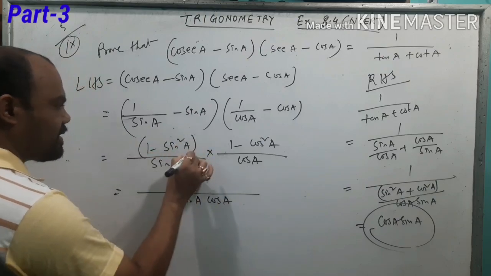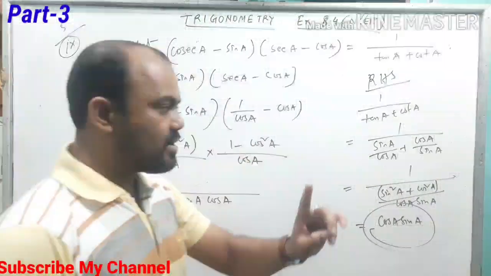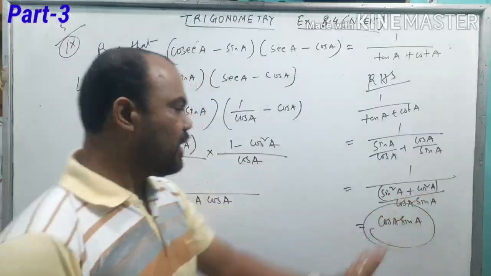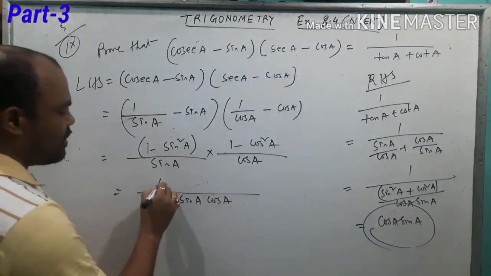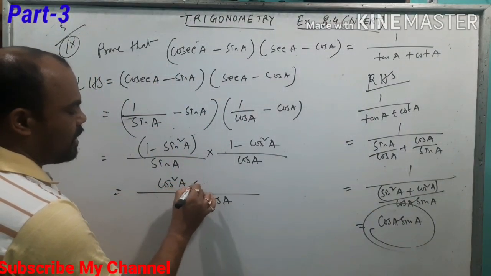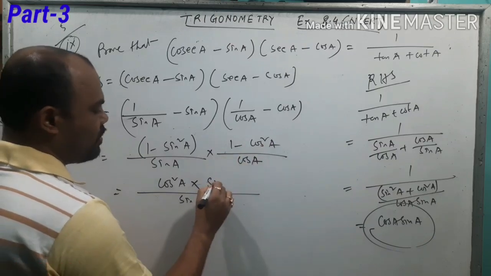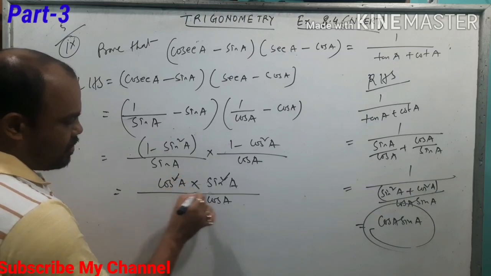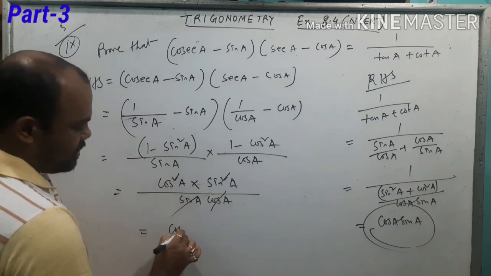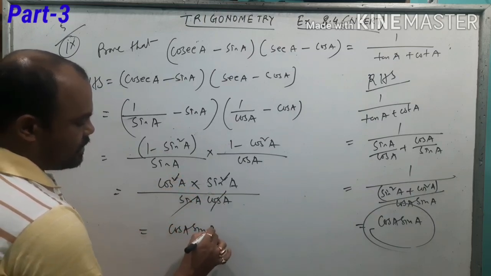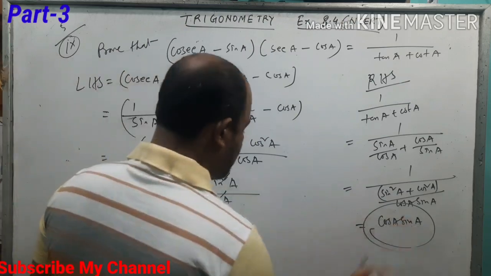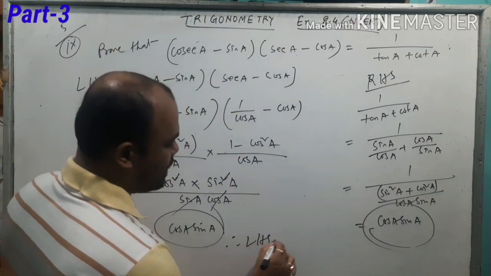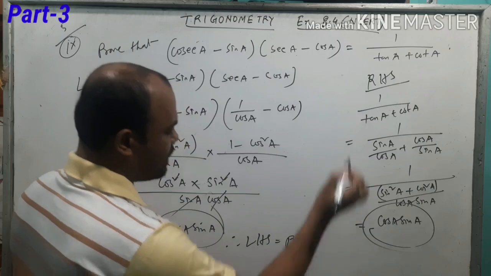Now what is 1 minus sin square a? Again the use of the first identity, sin square a plus cos square a equals 1. So 1 minus sin square a will be cos square a, and 1 minus cos square a will be sin square a. Now one term cancelled, here one cos cancelled. What remains? Cos a into sin a. So both the values are the same, therefore we can write LHS is equal to RHS.